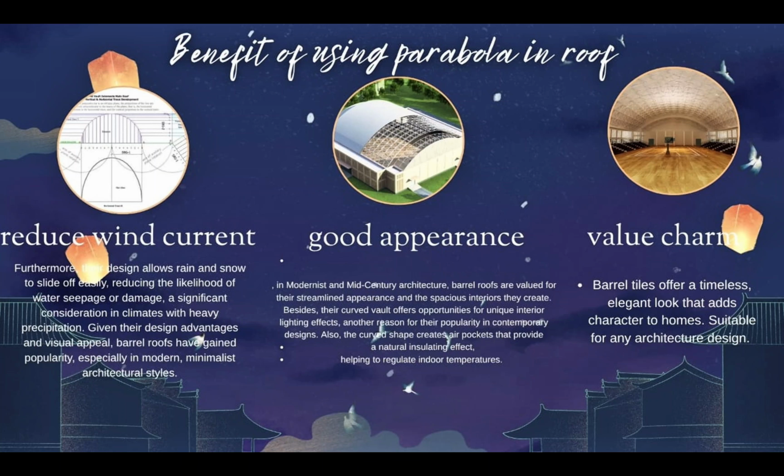In modernist and country architecture, barrel roofs are valued for their streamlined appearance and the spacious interest they create. Besides, their curved vault offers opportunities for unique interior lighting effects, another reason for their popularity in contemporary design. Also, the curved shapes create pockets that provide a natural insulating effect, helping to regulate indoor temperatures. So when we enter the stadium, it doesn't feel hot because of the natural insulating effect. The heat will flow away and new wind or cool air will enter the stadium, and it goes on continuously.